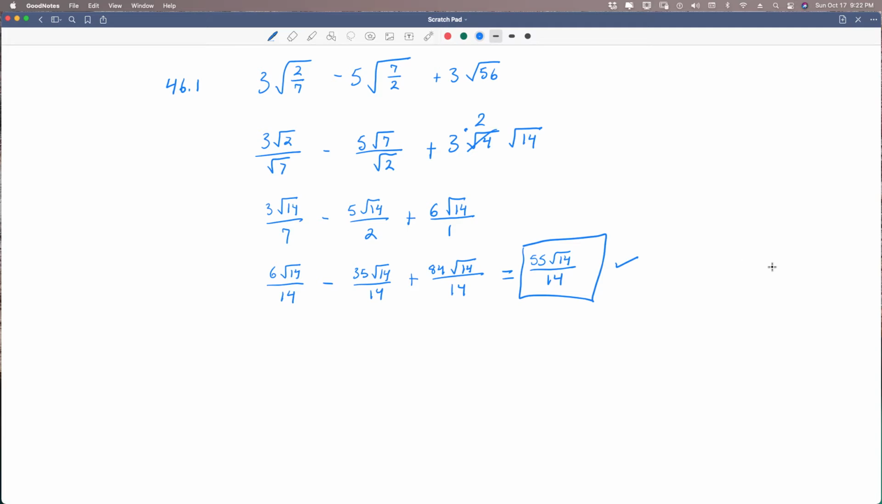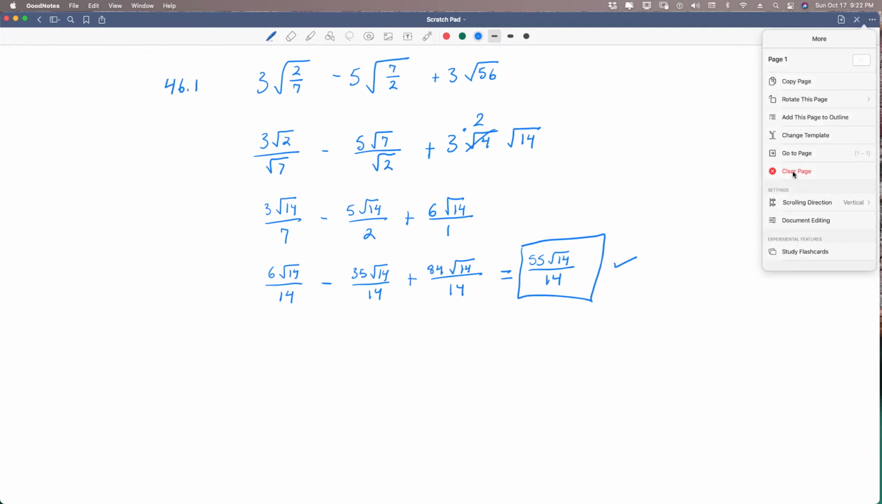All right. If you are having any trouble following this logic right here, please let me know. Let me walk you through it. All right, that was 46.1. Now we're going to talk about taking radicals to fractional exponents. So let's do a little review.